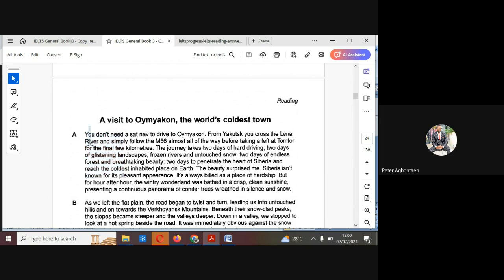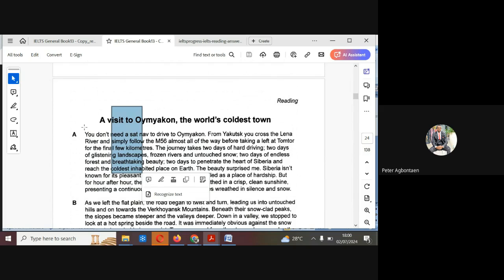So the main idea of the whole of this passage is how life is in Oyemako. But you should expect each of these paragraphs to tell you something about an aspect of life in Oyemako. So I'm saying that this whole passage has its main idea, but each of these paragraphs also has its own main idea.